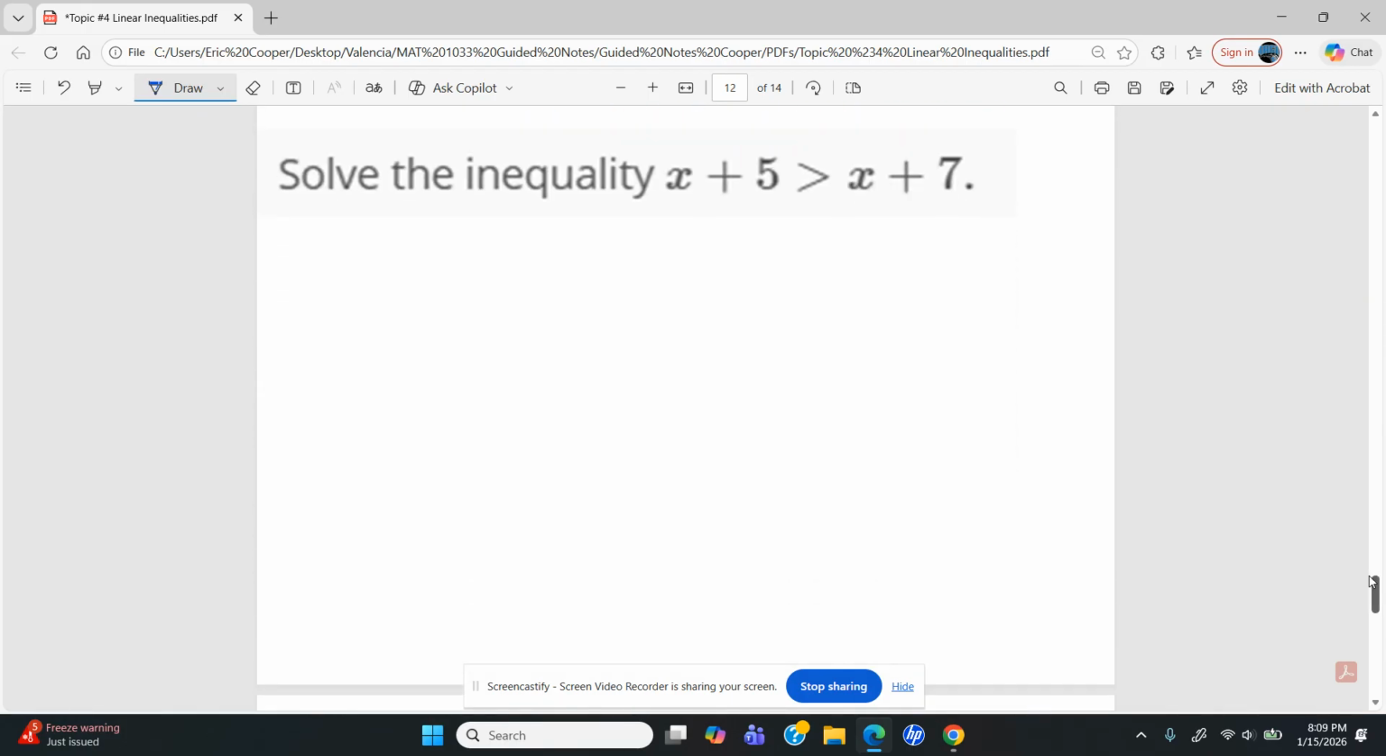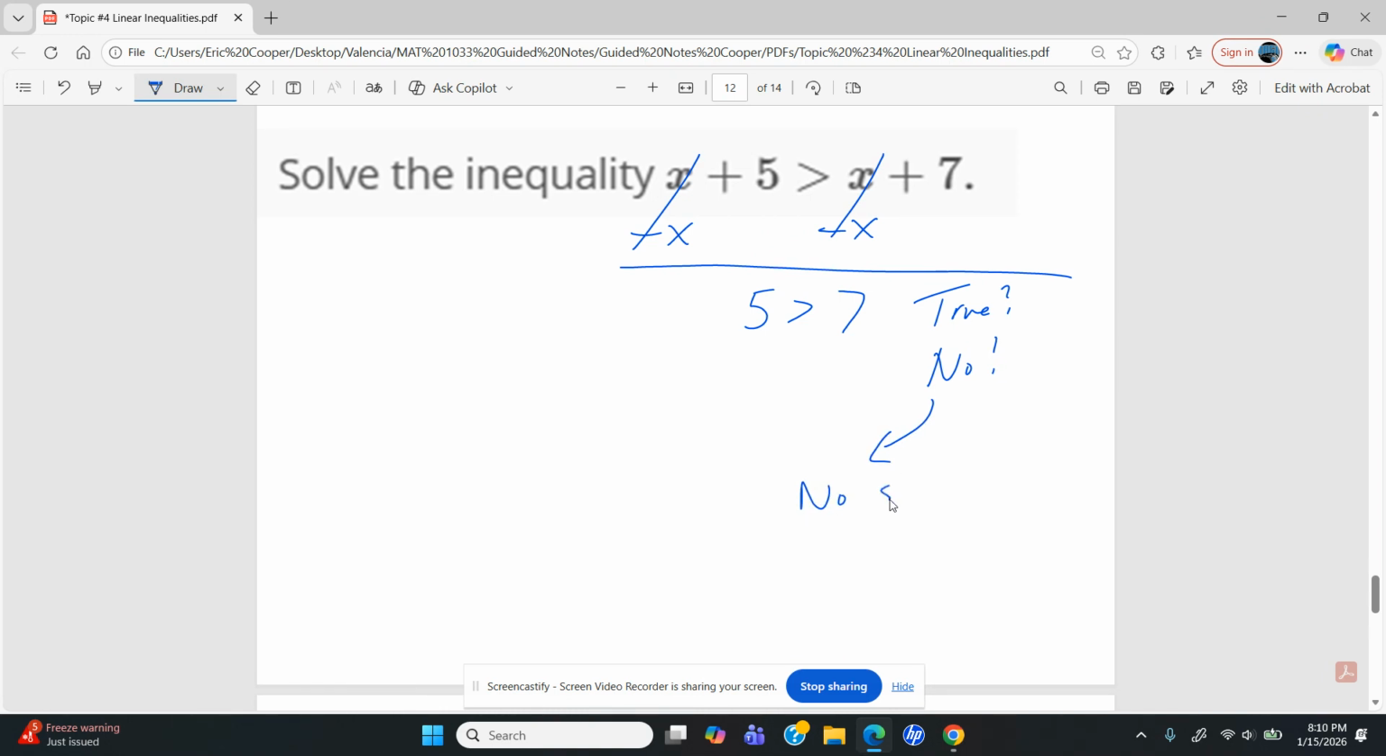I think you can see what's going to happen here, but let's show you the other way. In this problem, we have x's on both sides. So I try to move the x to the left, and they end up canceling. And here I get 5 is greater than 7. And again, I ask myself, is this true? Is there a time when 5 is greater than 7? And the answer is no. 5 is always less than 7. So if I get no, that means I have no solution. There's no value of x that will make this work.